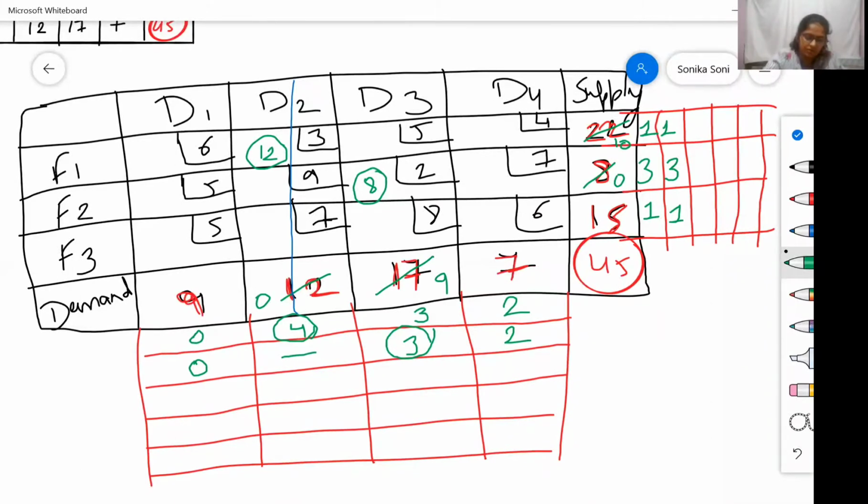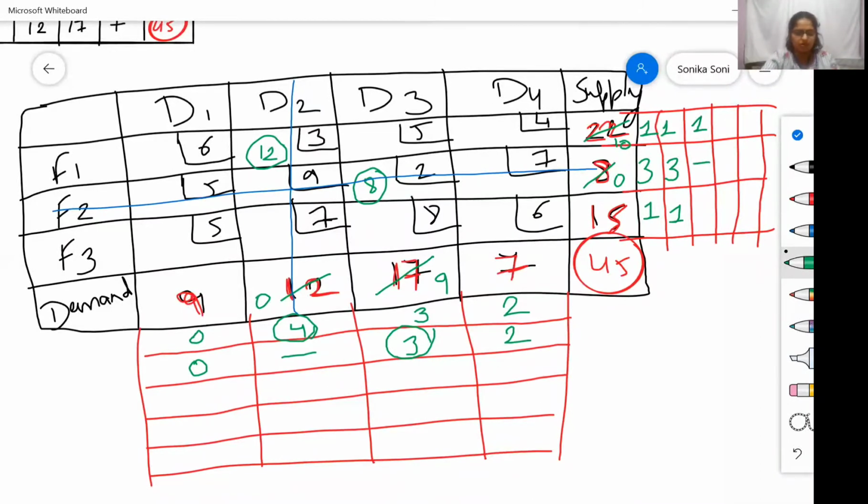When the supply became 0, we cancel the F2 row. Now we are only left with the F1 and F3 rows and the D1, D3 and D4 columns. When finding the next penalty, we will ignore the D2 column and F2 row. For the F1 row, we have the lowest cost and second lowest cost as 4 and 5 again, so the difference between them is 1. For the second row, it is nothing, so it is nil.